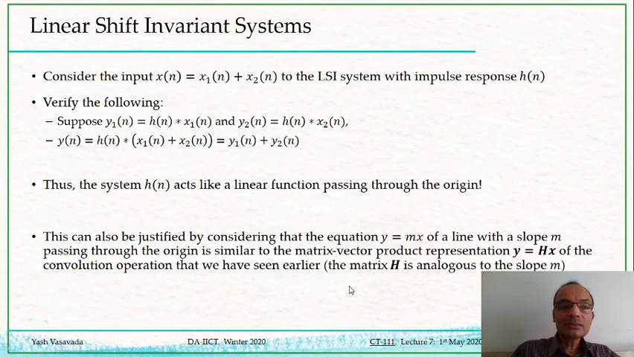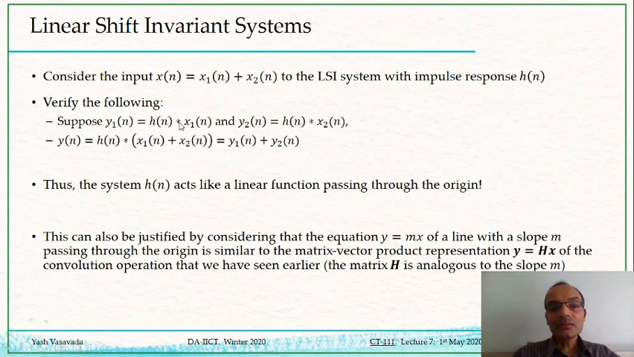So a linear system is the one for which, if I have two inputs x1 and x2, and I make another input which is the summation of the two, and now I pass this x of n, which is x1 of n plus x2 of n, through this linear system, then what I will get is the output which I would have obtained by sending the individual two inputs separately.